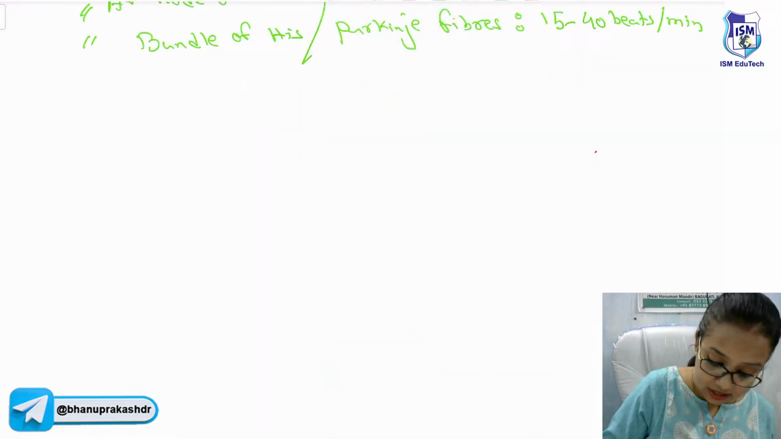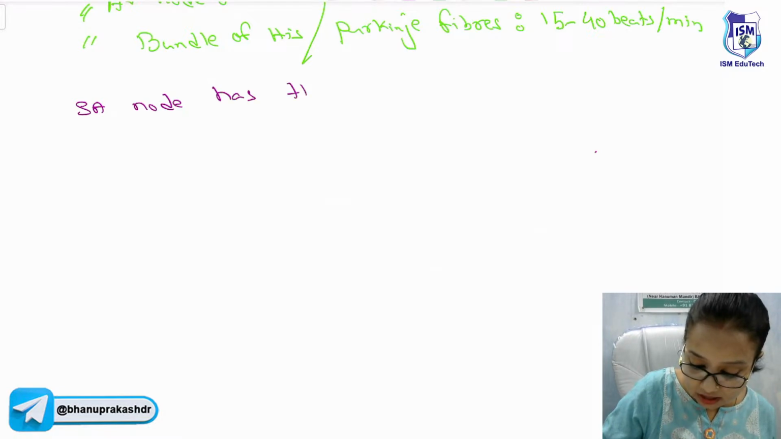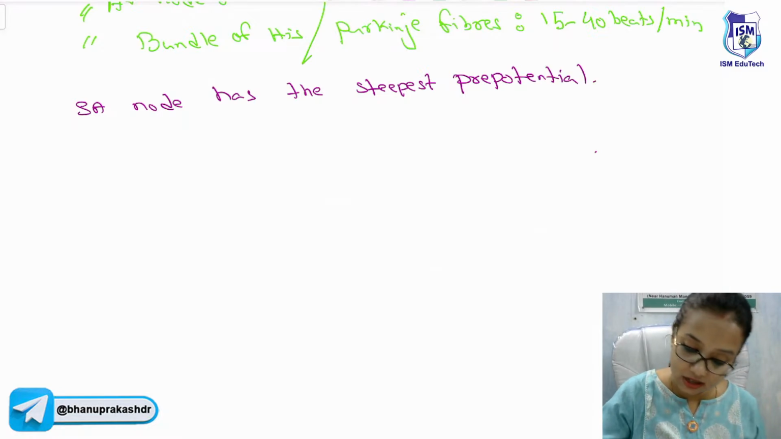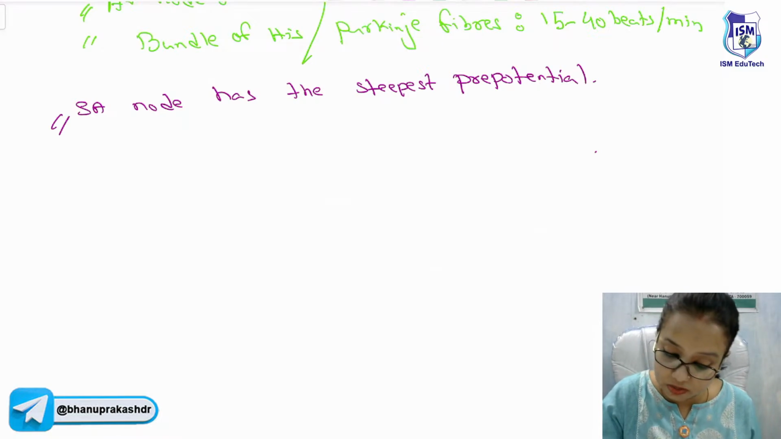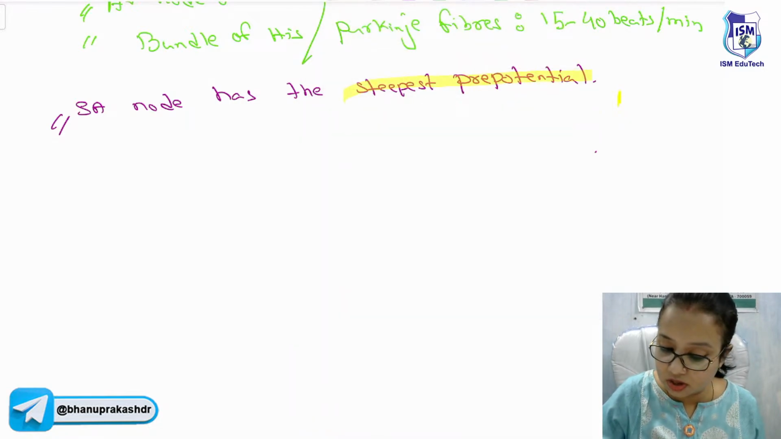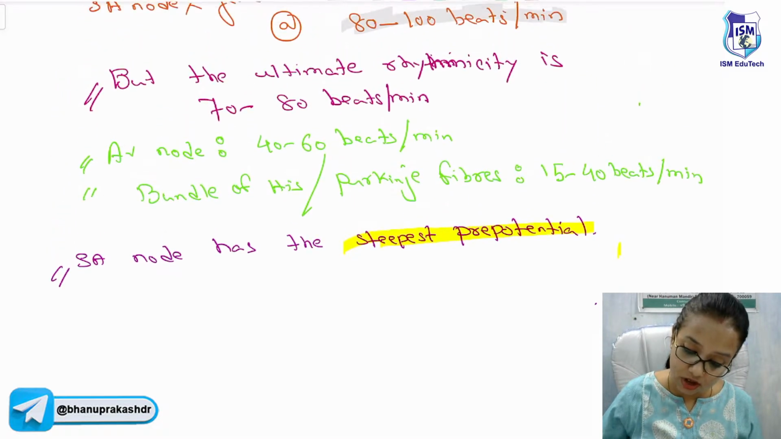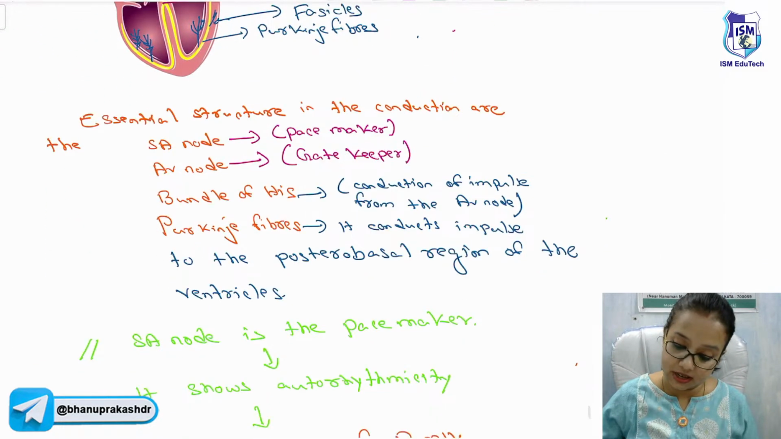Another important point is that the SA node has the steepest pre-potential. Details about it we will study in the upcoming lecture. Since it has the steepest pre-potential, this is also one of the reasons why the SA node is the pacemaker. Now coming to the structure that is involved in the conducting of the impulse that is generated.